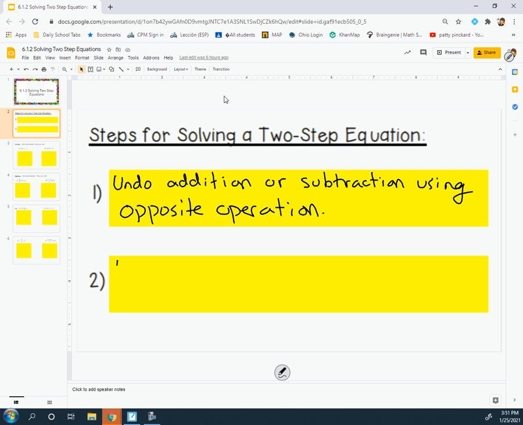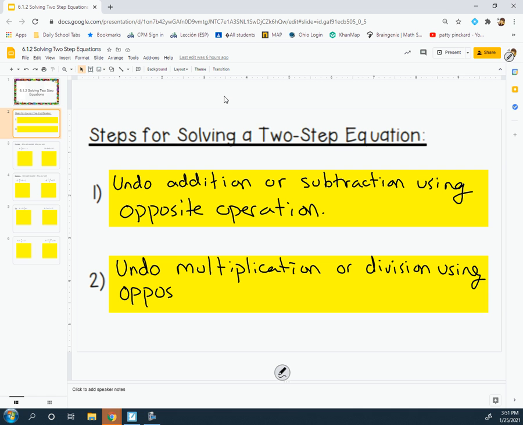Step two is then we undo multiplication or division using opposite operations. This is a case-by-case scenario, though, because sometimes we have more than just adding or subtracting. Sometimes we have parentheses, which would cause us to multiply or divide first, and then add or subtract.